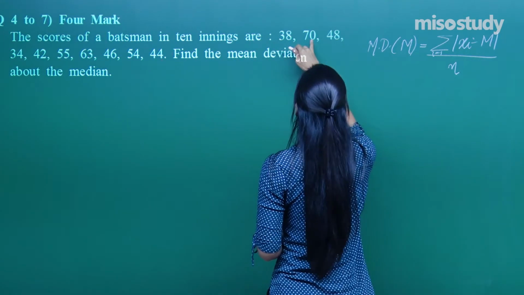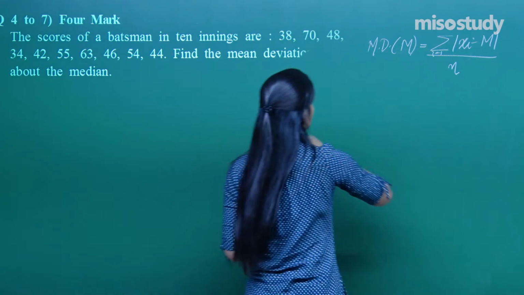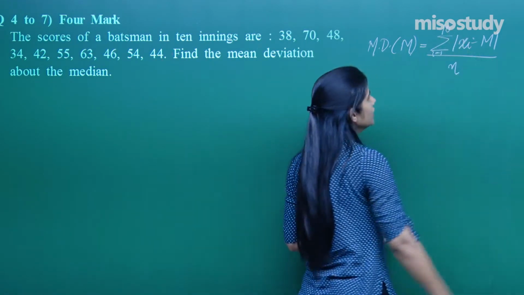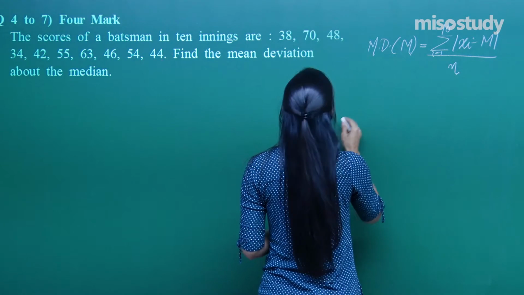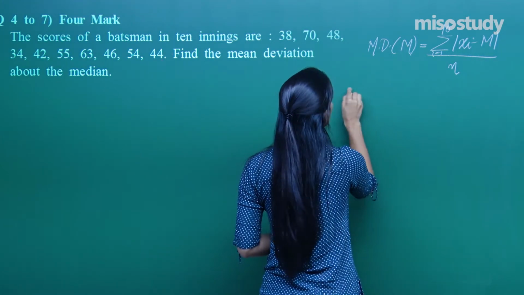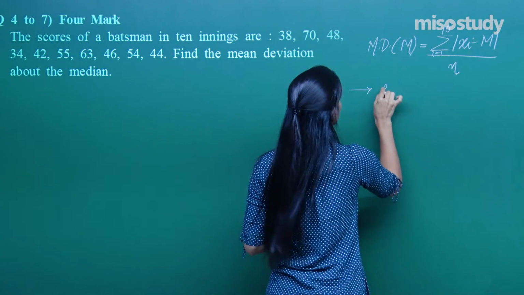How many are there? 1, 2, 3, 4, 5, 6, 7, 8, 9 and 10. So, there are 10 observations. First of all, we need to evaluate the median. How do you calculate the median? Here, first of all, arrange it in the ascending form. You have 34.